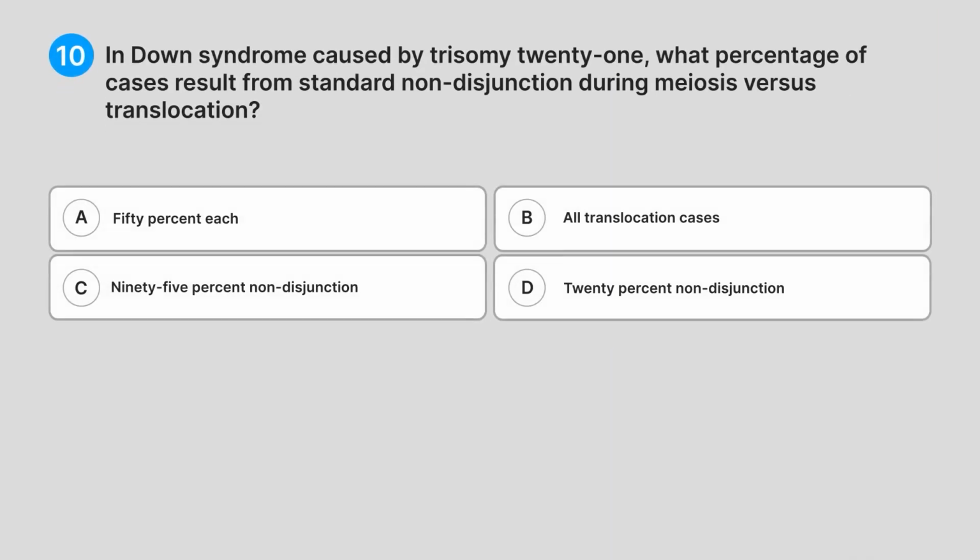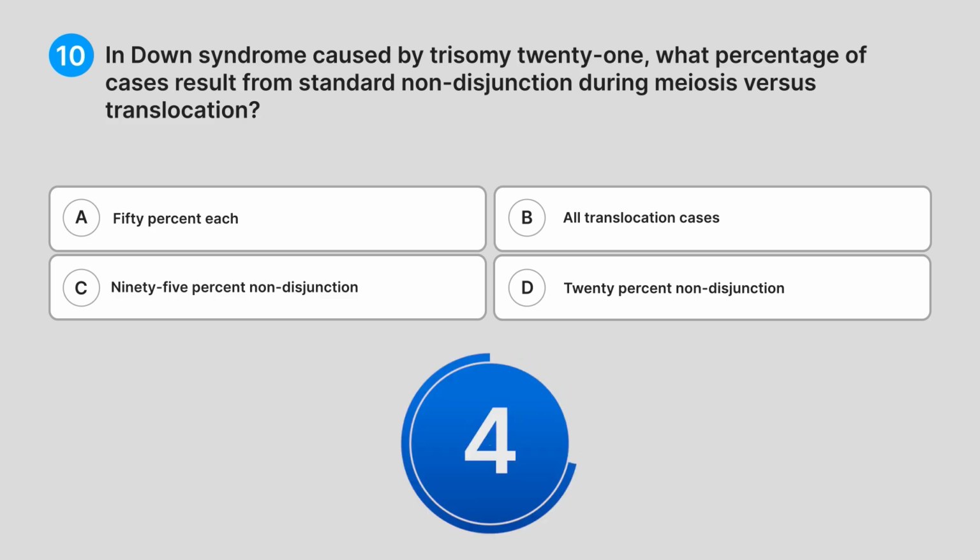10. In Down syndrome caused by trisomy 21, what percentage of cases result from standard non-disjunction during meiosis versus translocation? A. 50% each, B. All translocation cases, C. 95% non-disjunction, D. 20% non-disjunction. Do you know the answer?